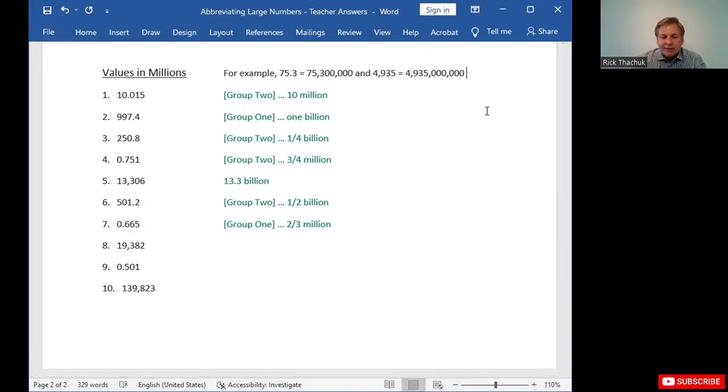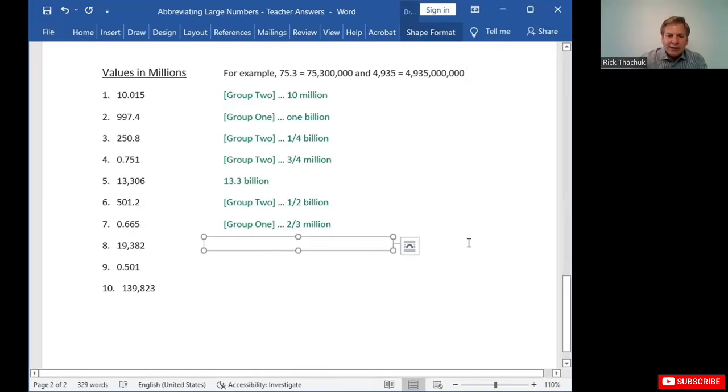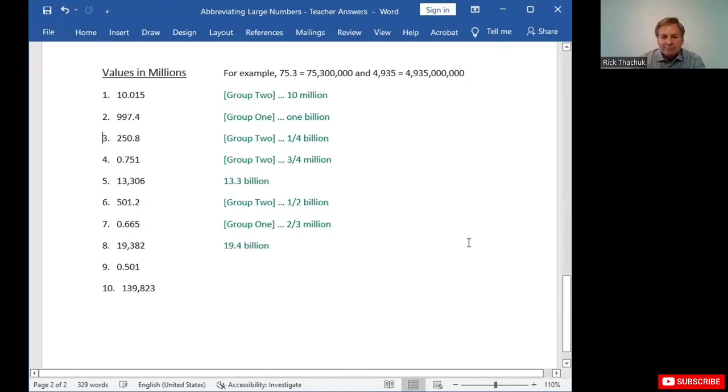Number 8, 19,382 million. If I expand that out, it becomes 19,382 million. How can I abbreviate that? Well, it's not close to 19 billion or 20 billion. It's not close to a fraction. I think the best strategy is to put that in billions and round to one decimal. In which case, I would refer to that number as being 19.4 billion.